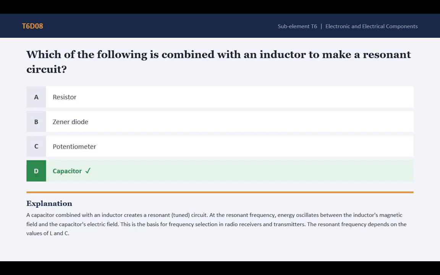Which of the following is combined with an inductor to make a resonant circuit? D. A capacitor. A capacitor combined with an inductor creates a resonant or tuned circuit. At the resonant frequency, energy oscillates between the inductor's magnetic field and the capacitor's electric field. This is the basis for frequency selection in radio receivers and transmitters. The resonant frequency depends on the values of L and C.